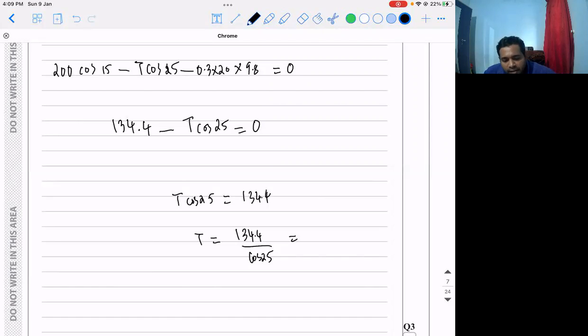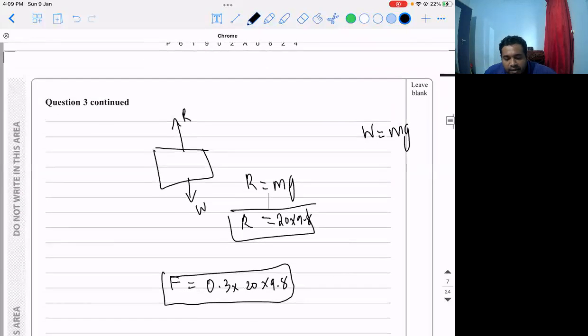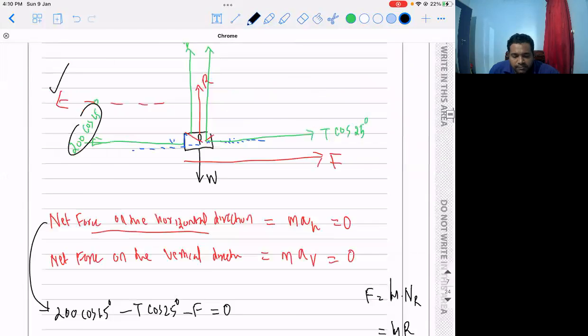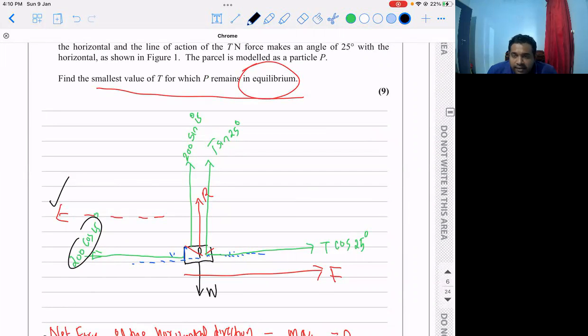I think I made a small silly mistake here while calculating the value of R. Why? Can you please once again go to that question in the free body diagram? Because I missed two components. What are they? 200 sine 15 and T sine 25, also acting in the upward direction. So I really missed that. Apologies for that. We didn't consider those two vertical components.